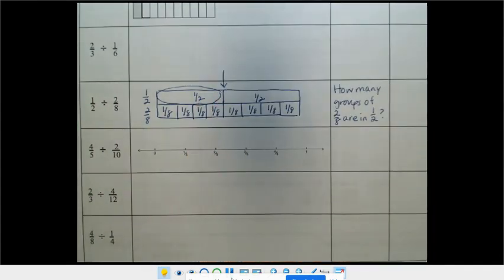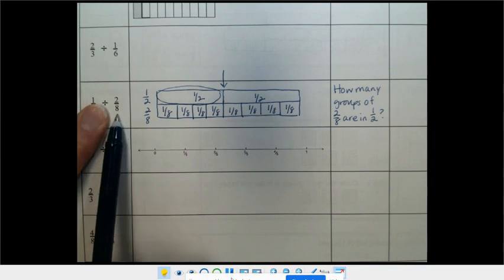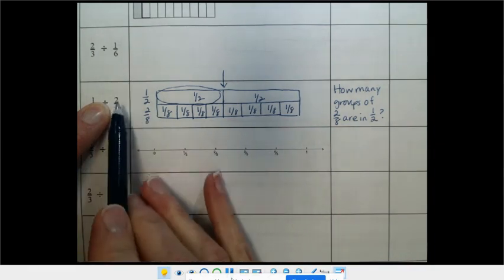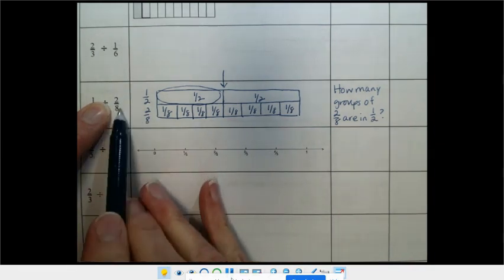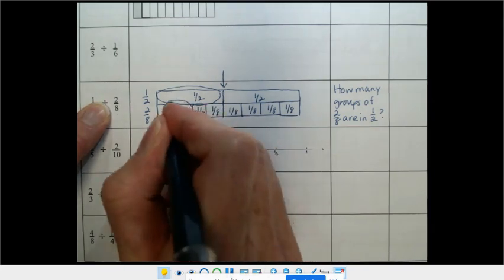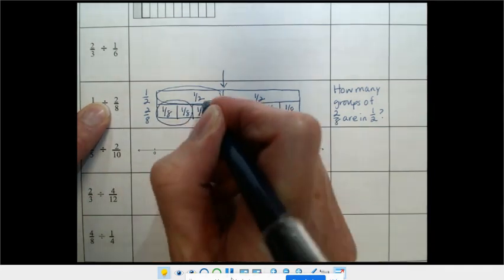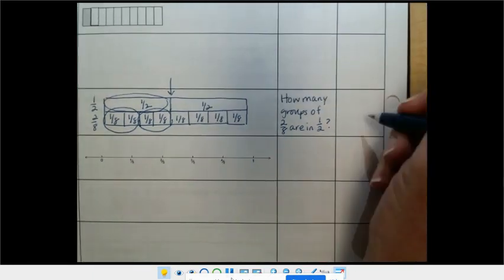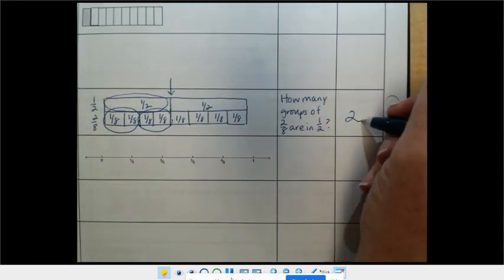However, when I look at this, I'm now circling groups of 2/8, not just 1/8. So when the number isn't 1 in the numerator, I have to pay attention to how many groups I'm circling. So I'm circling 2/8 every time. So 1 group, 2 groups. So how many groups of 2/8 are in 1/2? My answer is 2. And that is how you divide fractions using models.